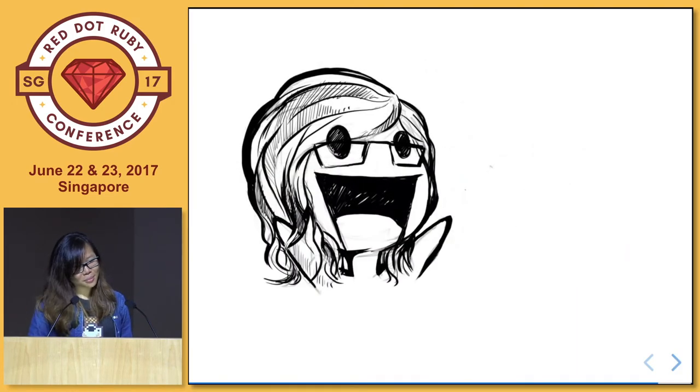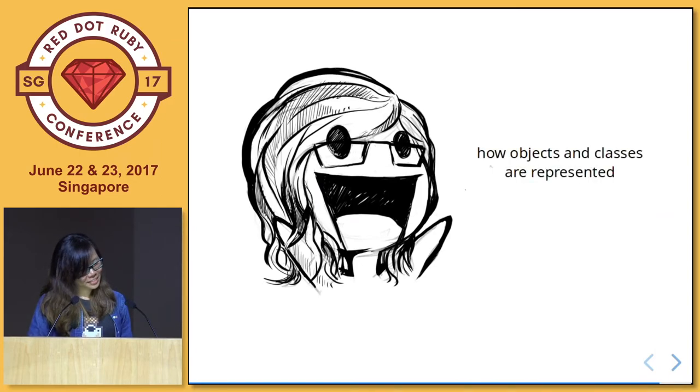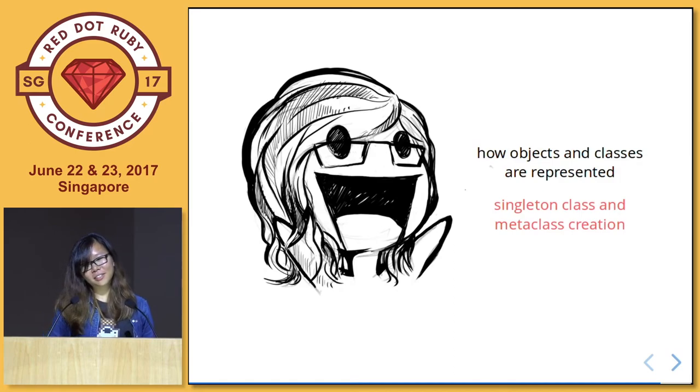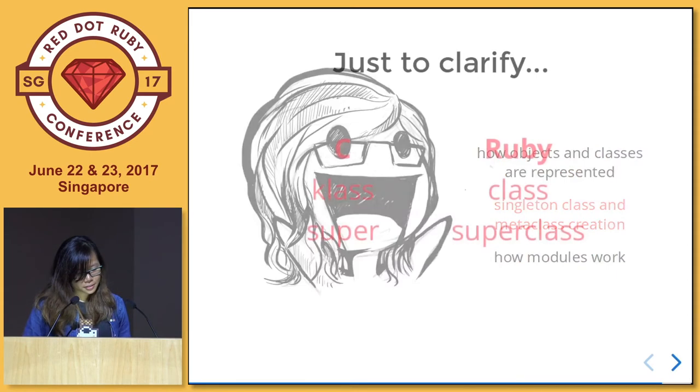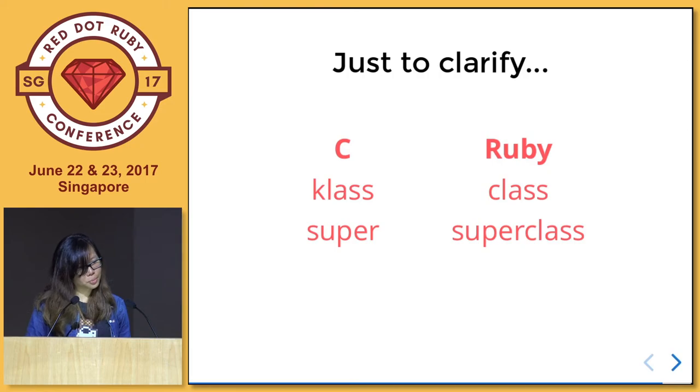All right, so awesome. I've covered a lot of ground. I've talked about how classes and objects are actually represented in Ruby, how singleton classes and metaclasses are actually created, and how modules actually work. Like how including modules actually works, and extending modules isn't much more than that either. So before I wrap up, I would be remiss not to clarify the distinction between the C class and super pointers and the Ruby class and superclass methods. So why do they seem to give different results?